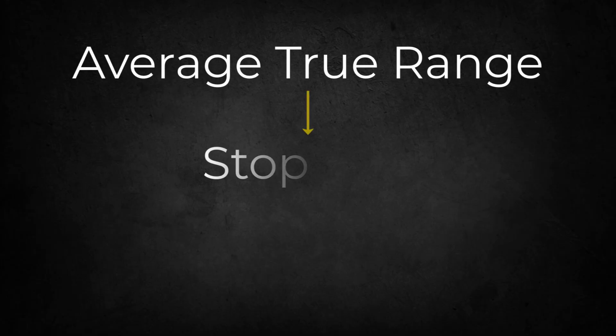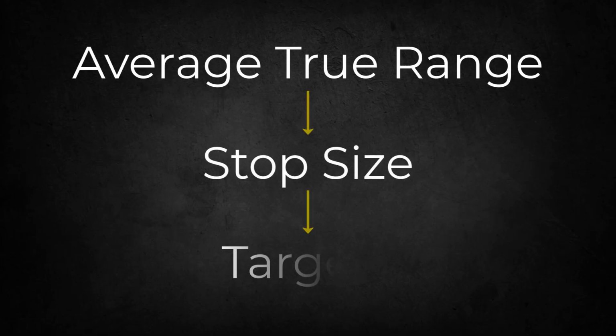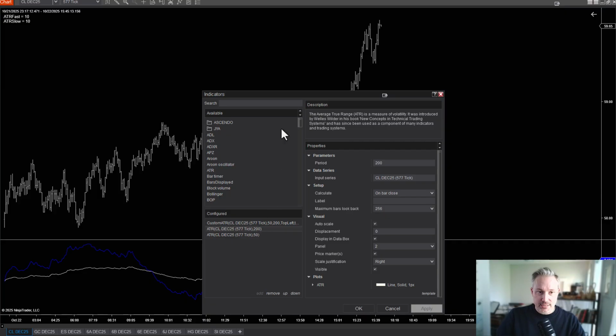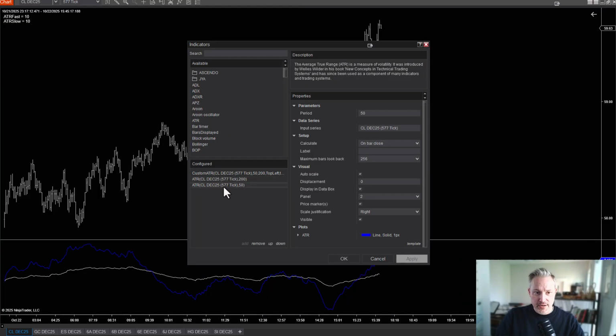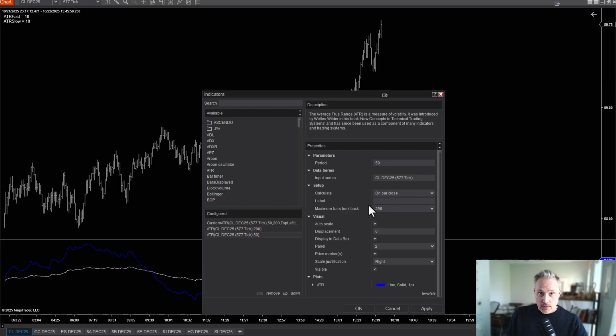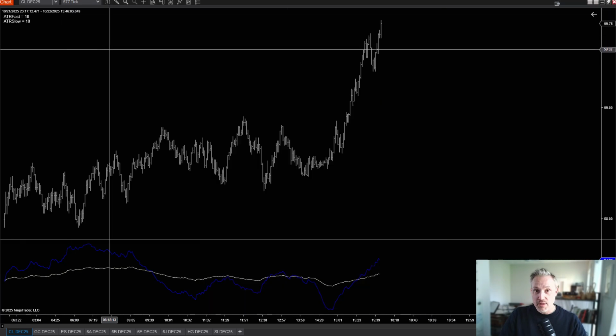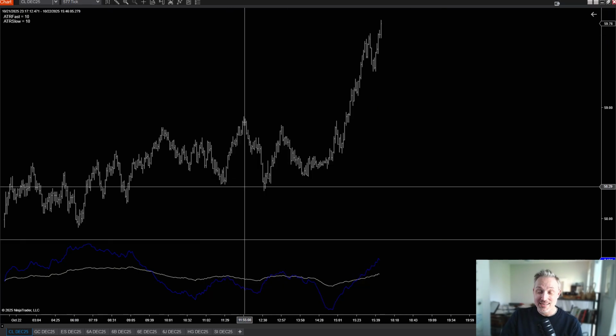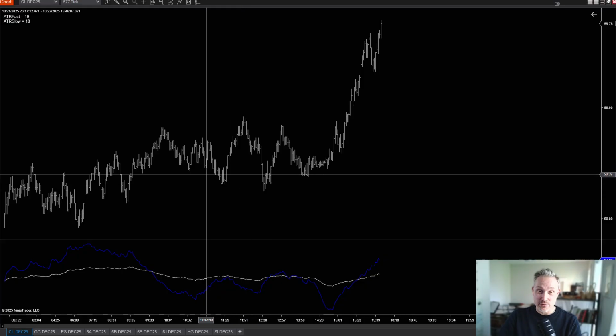This number determines my stop size, which then determines my target size. So you can kind of see the domino effect this number has on my trading. What this does is give us an average of volatility in the market at any given time. You can see on my indicator list here, I have two different ATRs. One is a 200 bar look back, and the other ATR I have in my chart is a 50 bar look back. So you can see that on my chart, the average volatility right now, both of them are at a 10. Now, what I base my stop size on is the highest of those two numbers.